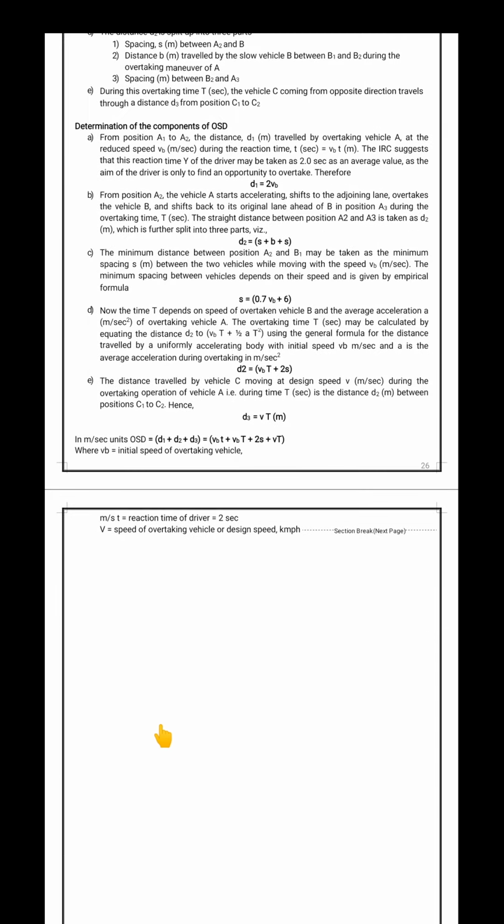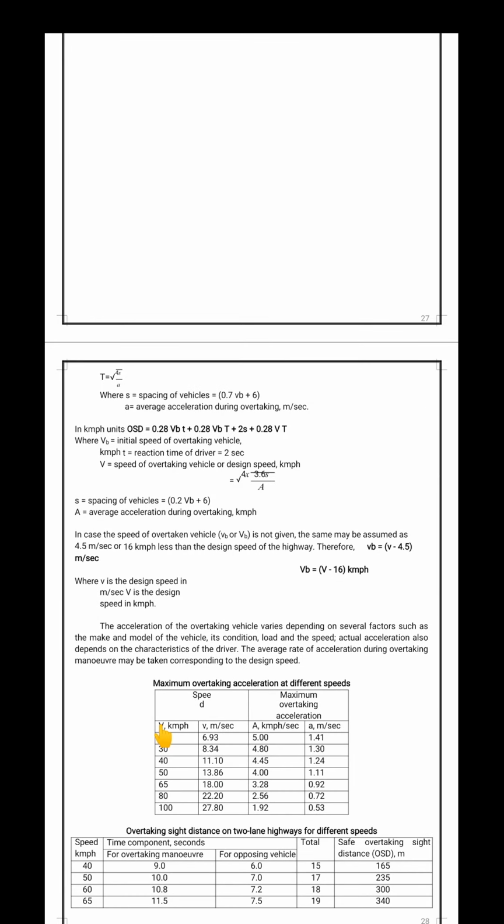This is in terms of meters per second, but if you want it in terms of kilometers per hour, OSD is equal to 0.28 VB into small t plus 0.28 VB into capital T plus 2s plus 0.28 V into capital T. How did you get this? The velocity is now in terms of kilometers per hour, so multiply with 1000 and divide by 3600, that is 60 into 60. Okay, you will get it.